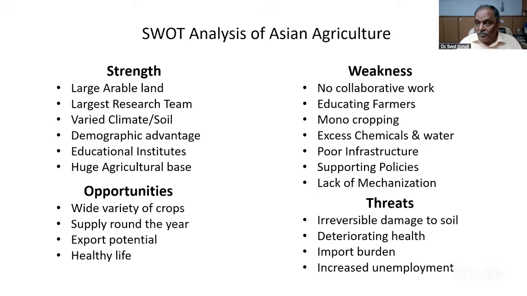Agriculture has to stop the import burden. Of course, I don't say you should not import, you should not export. That is difficult because I also want to eat durian fruit, which comes from Malaysia. Okay, people have a liking for different foods they want to eat.